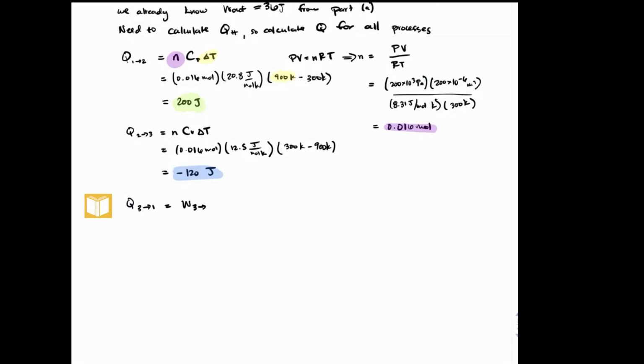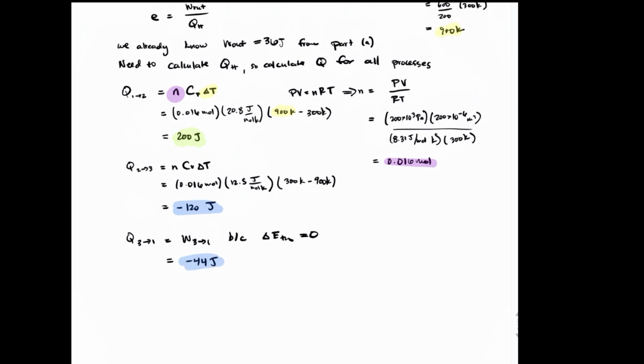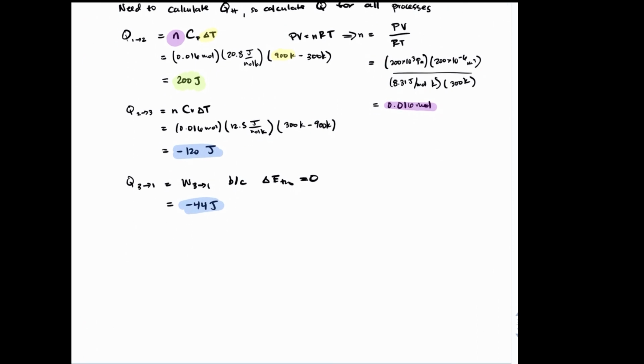Last but not least, we have this process, this isotherm. In this case, we go back to the first law of thermodynamics. Remember, change in thermal energy is going to be heat and work together, right? So if change in thermal energy is 0, heat is equal to work, and that means we're getting negative 44 joules. Since we know what the work is and we calculated that in part A, that's negative 44 joules. So that's also not QH. That means QH is just our 200 joules.